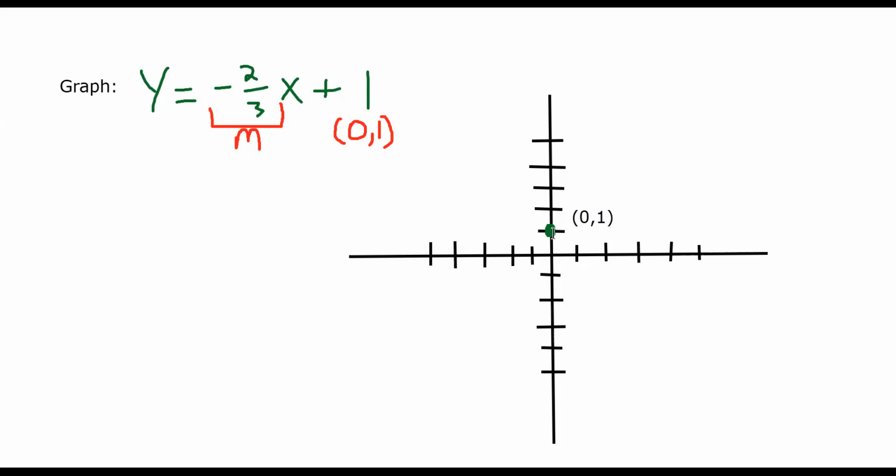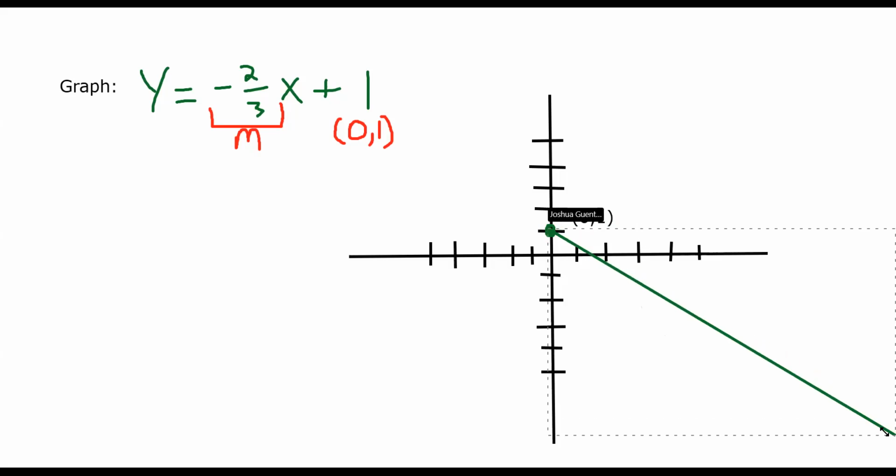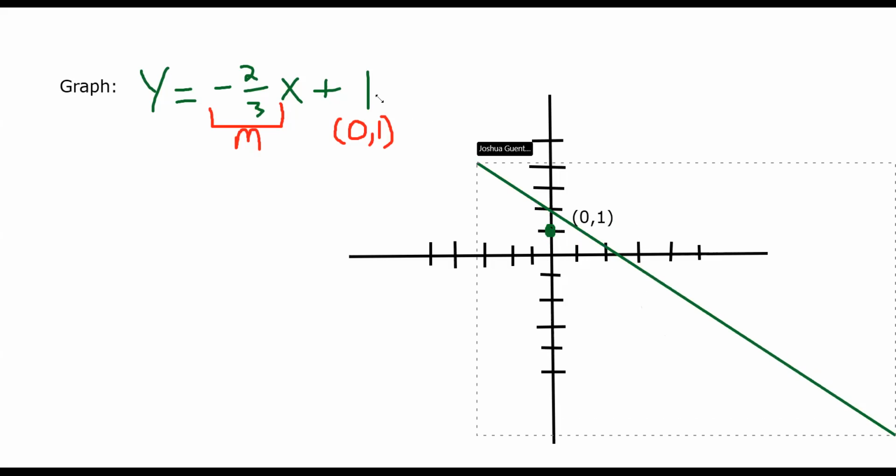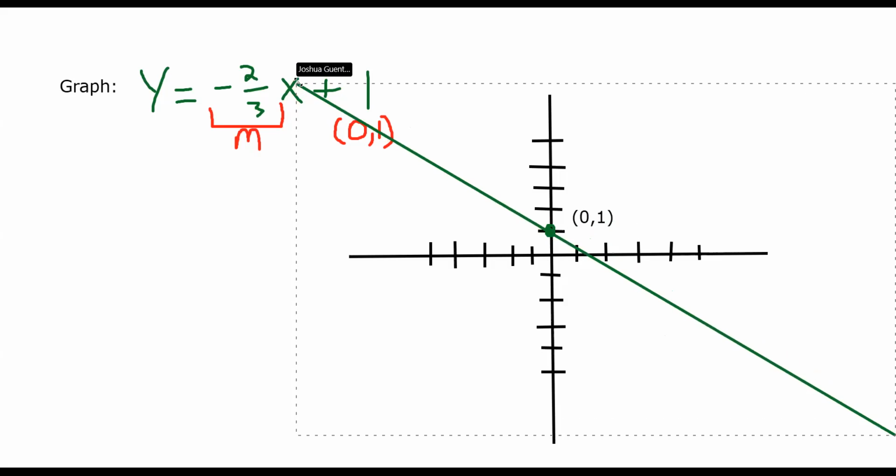So first of all, is this going to be going upwards or downwards? Downwards for sure. And then it's negative 2/3. So for every 1, 2, 3 units I go to the right, is it going to go up or down 2 units? Down. It's going to go down 2 units. So this is a good little refresher. It's going to go 3 units to the right and down 2 units. And then we just continue that trend.